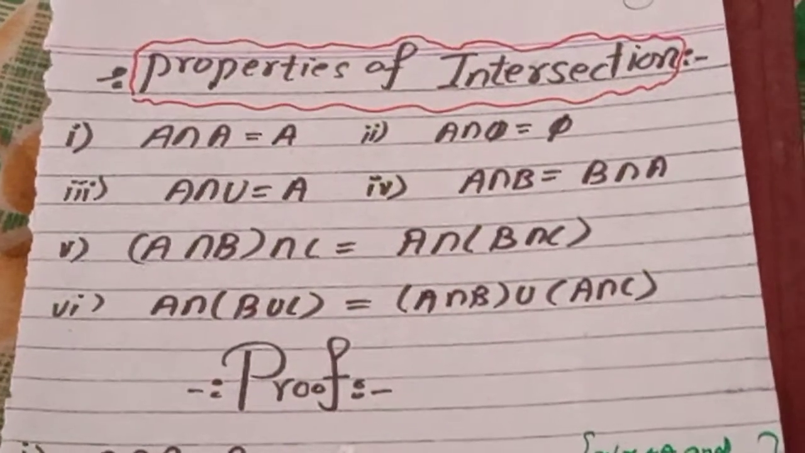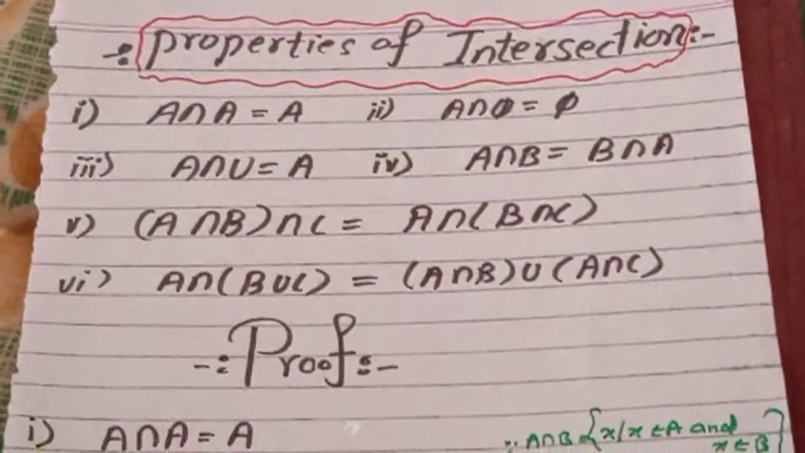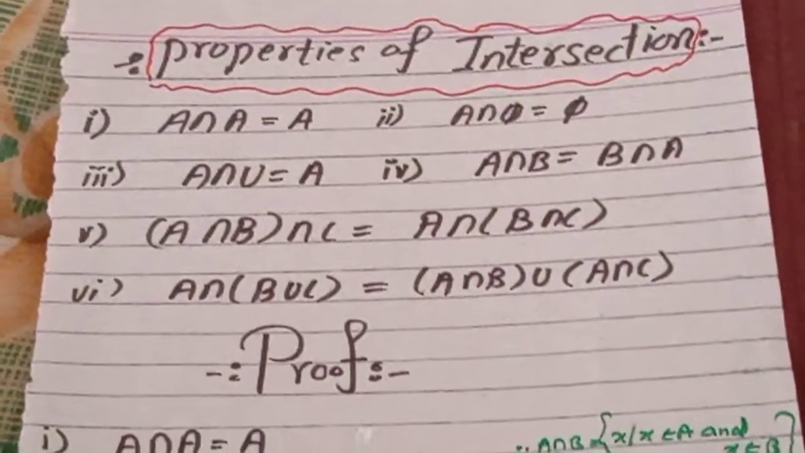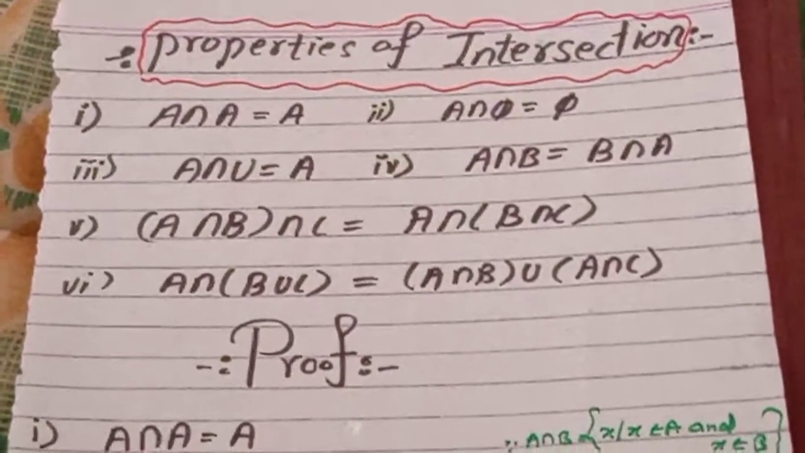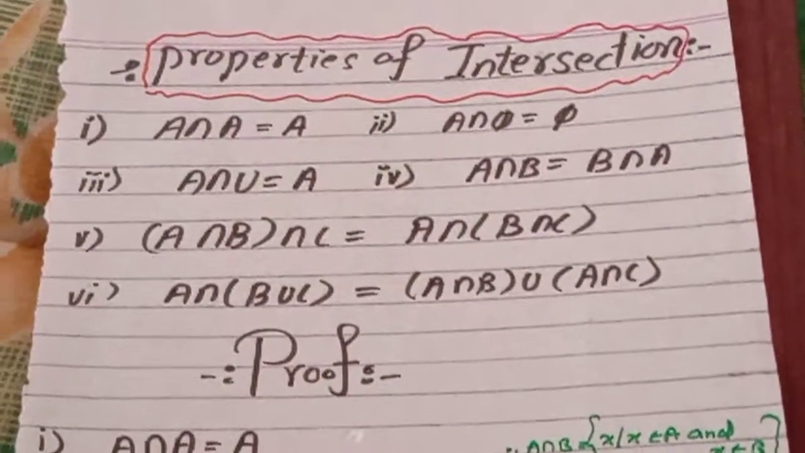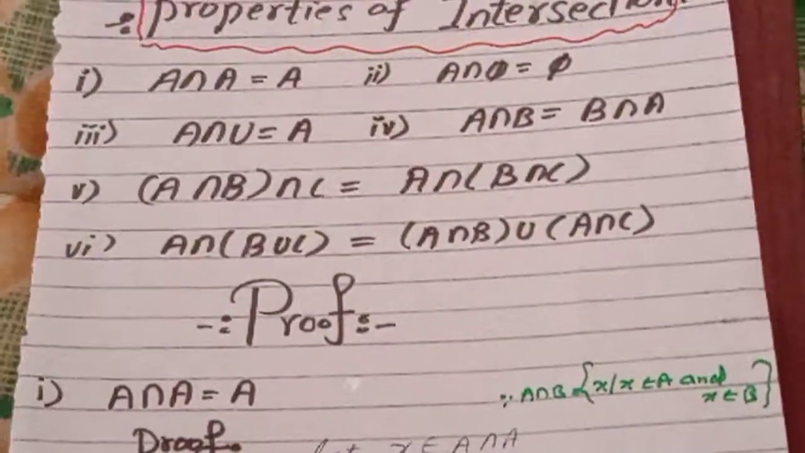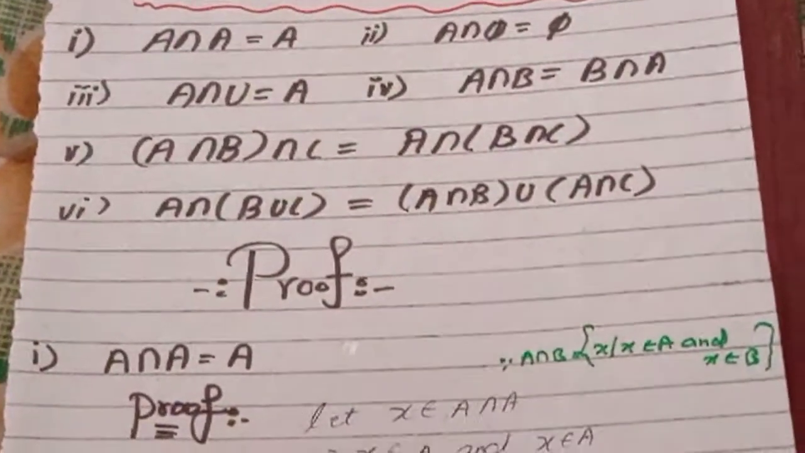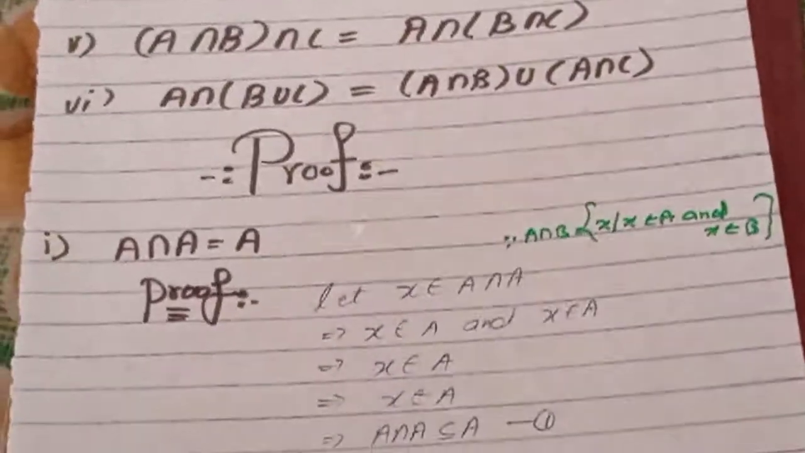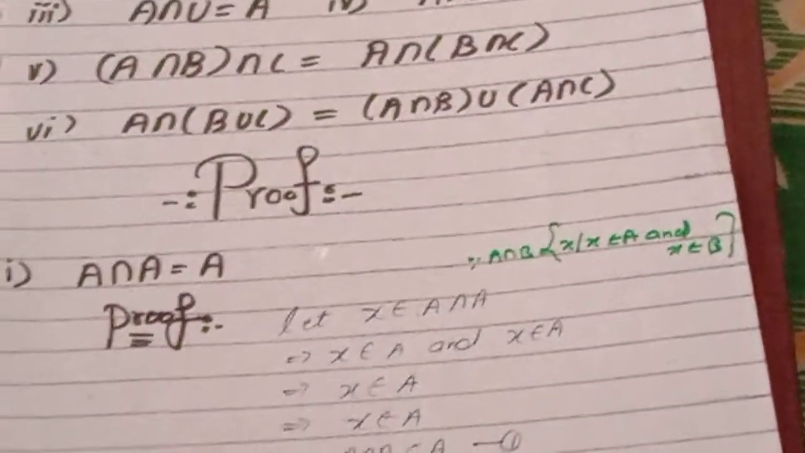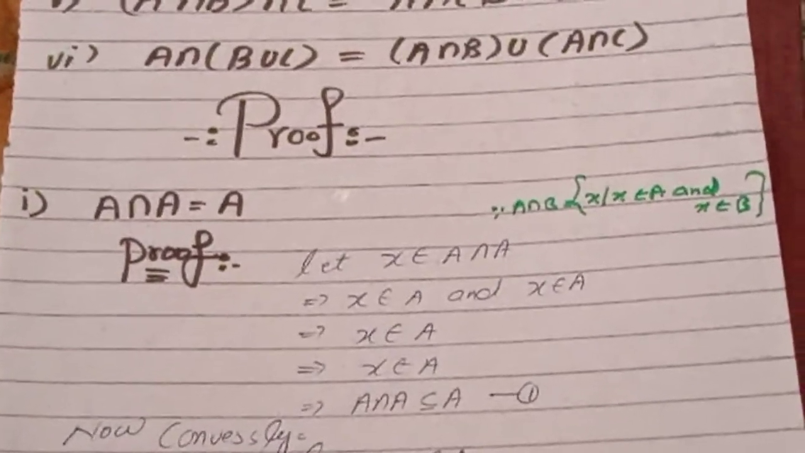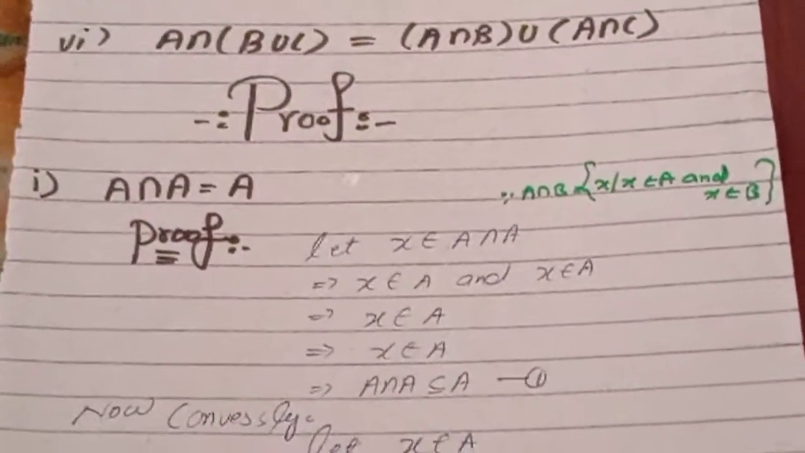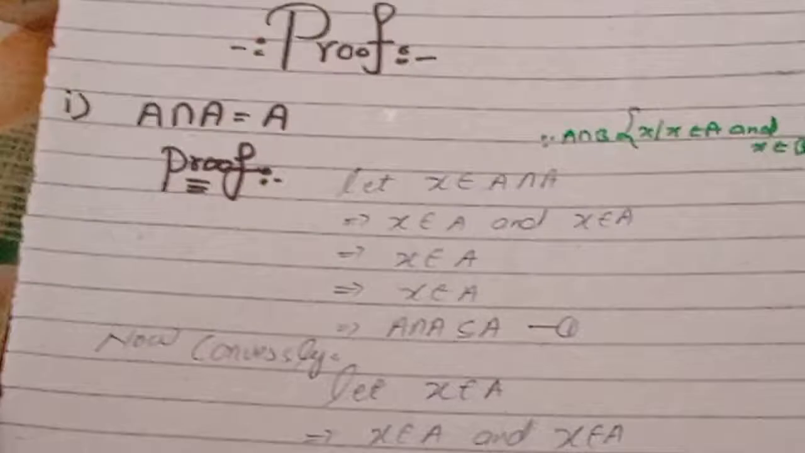Now in this video lecture, we are going to prove some properties of intersection of sets. There are several properties, and we are going to prove each one. First of all, you need to know the equality of two sets, which we have already discussed in the previous video. Let's suppose we have two sets A and B. If A is a subset of B and B is a subset of A, then we can say that A is equal to B. We will work on this theorem.